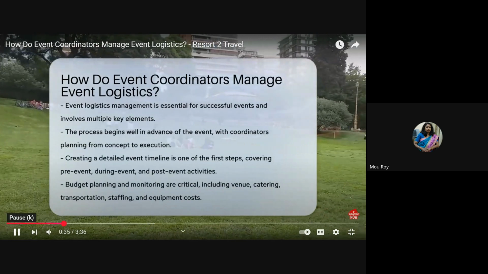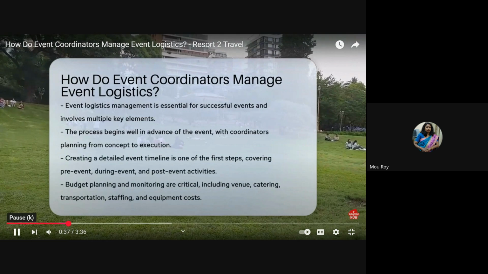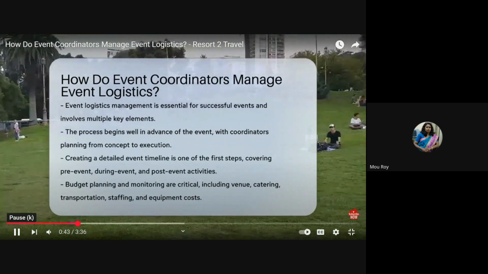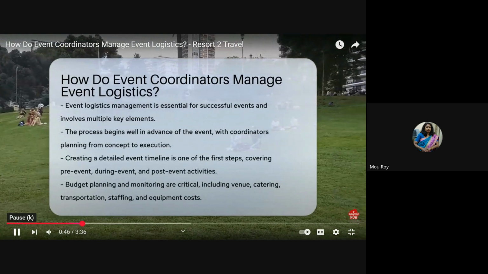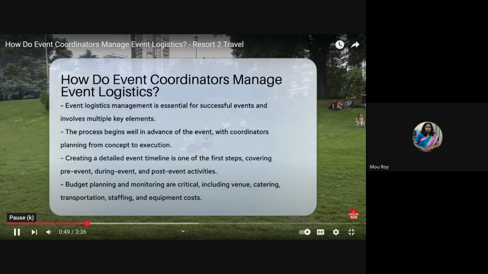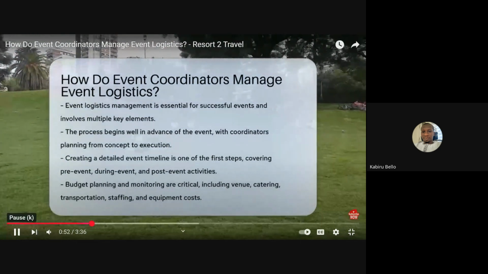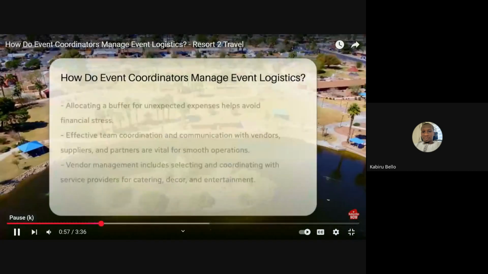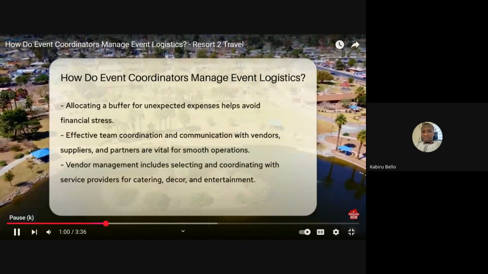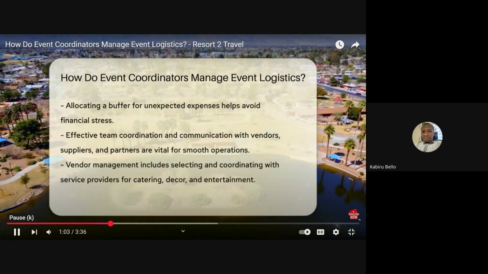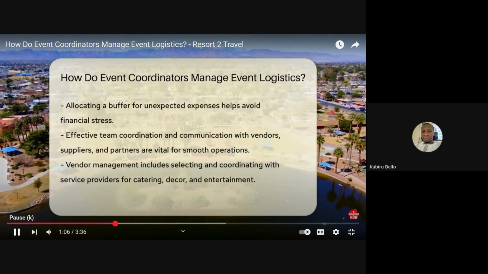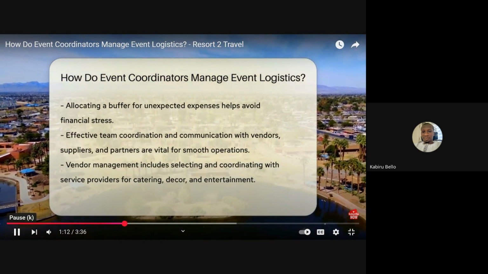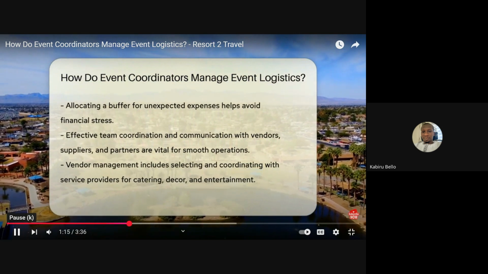One of the first steps in managing event logistics is creating a comprehensive event timeline. This timeline includes all the pre-event, during event, and post-event activities, helping to break down the logistics into manageable stages. This approach allows for smoother integration with the overall event planning and ensures that all tasks are completed on time. Budget planning and monitoring are crucial aspects of event logistics. Event coordinators need to consider all expenses associated with the event, such as venue rental, catering, transportation, staffing, and equipment rentals. They must also allocate a buffer for unforeseen costs to avoid last-minute financial stress.